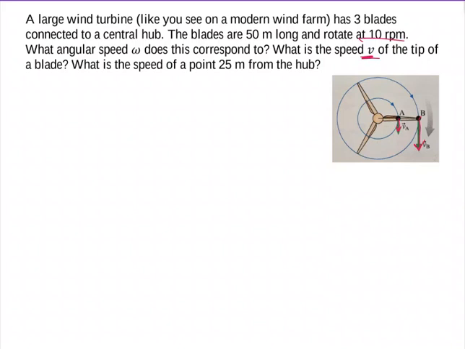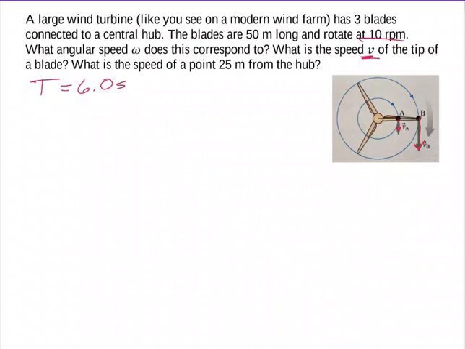Well, it's actually a very straightforward problem. We already know the radius, and we're given a frequency of 10 RPM. We need to change that. 10 revolutions per minute means, how long does it take to go around one time? It's going to take 6 seconds. So that is the period, 6.0 seconds per turn.